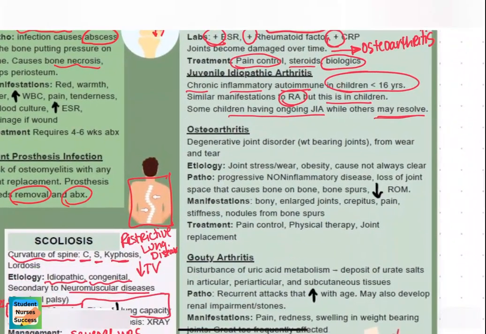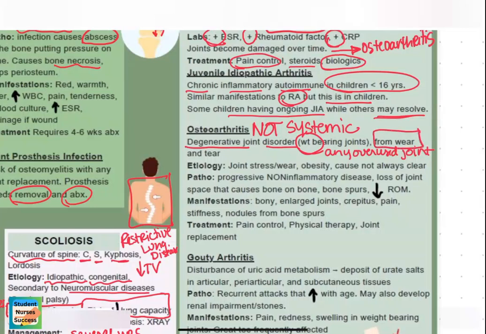Let's talk about osteoarthritis. Osteoarthritis is not systemic, and that's important because that makes it different. It is a degenerative joint disorder, mostly on your weight-bearing joints or any joint that's overused. So, for example, let's say you do a lot of sewing or a lot of work with your hands. That wear and tear on those hand joints can develop osteoarthritis. So, although we mostly talk about our weight-bearing joints, any overused joint can develop osteoarthritis, and it is from wear and tear.